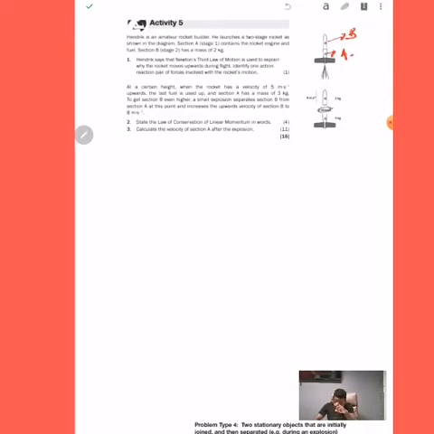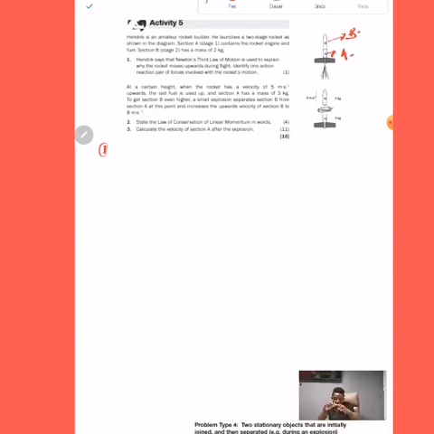Section A contains the rocket engine and fuel. Then section B, which is stage 2, has a mass of 2 kilograms. And then number one says that Hendrik says that Newton's third law of motion is used to explain why the rocket moves upwards during the flight. Identify one action reaction pair of forces involved with the rocket's motion.